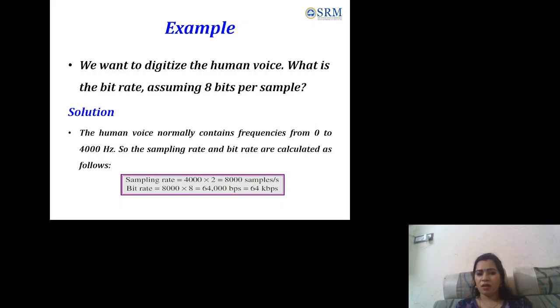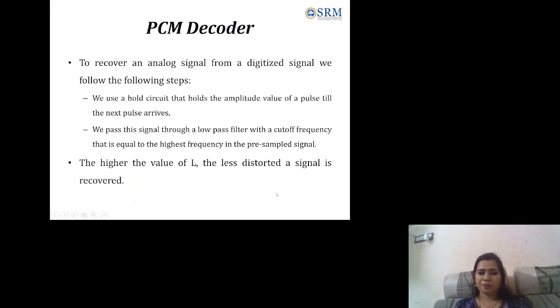We'll discuss one example of how to digitize the human voice, then how to calculate the bit rate, assuming 8 bits per sample. The human voice normally contains a frequency range from 0 to 4000 Hz. So the sampling rate and bit rate are calculated as follows. Sampling rate is equal to frequency times 2, so you will get 8000 samples per second. Then bit rate is calculated by the formula: sampling rate times the number of bits per sample. So 8000 times 8, you will get 64,000 bps, which is 64 kbps.